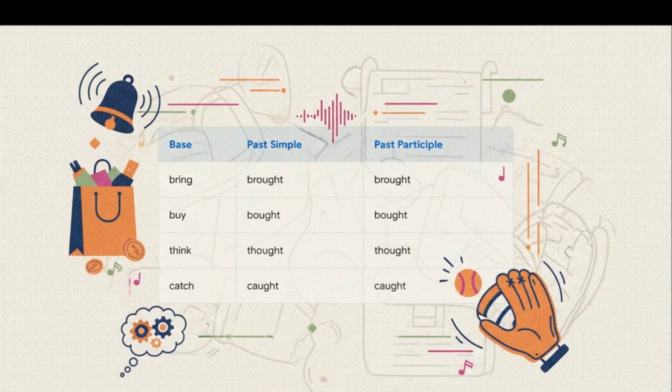And here's one more group for today. This one is all about the sound. The base verbs look pretty different, but in the past, they all share this ought sound. Bring becomes brought, buy becomes bought, think becomes thought, and catch becomes caught. And notice, for this group, the past simple and past participle forms are the same, which is helpful.